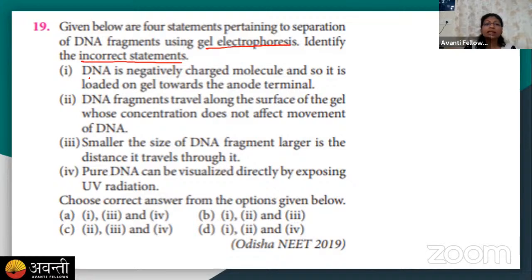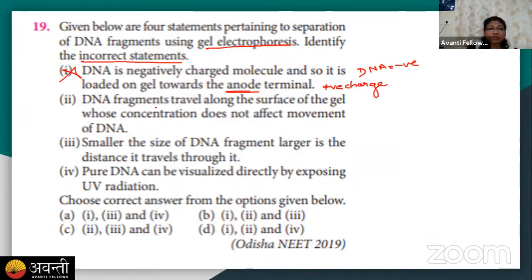Statement A says the DNA is a negatively charged molecule and so it is loaded on the gel towards the anode. No, the anode is itself positively charged. If we load the DNA, which is already negatively charged, at the positively charged electrode, the DNA will not move further in the gel. It will stay only inside the gel and it will move out into the buffer solution. So this statement is incorrect. We got the first incorrect statement.